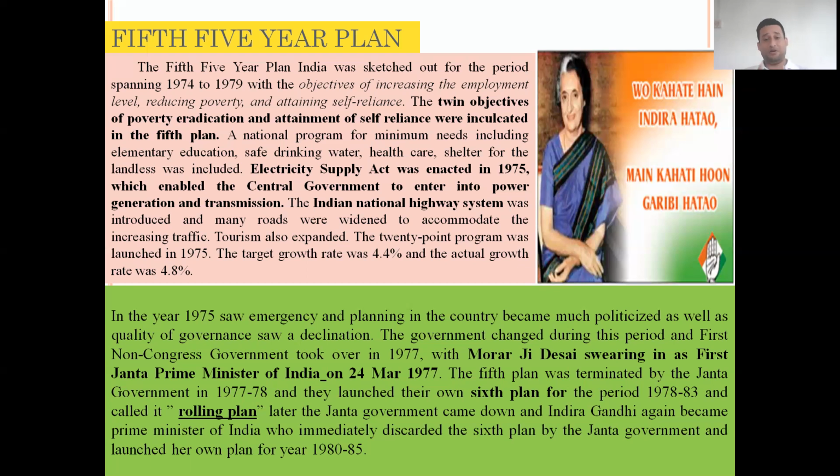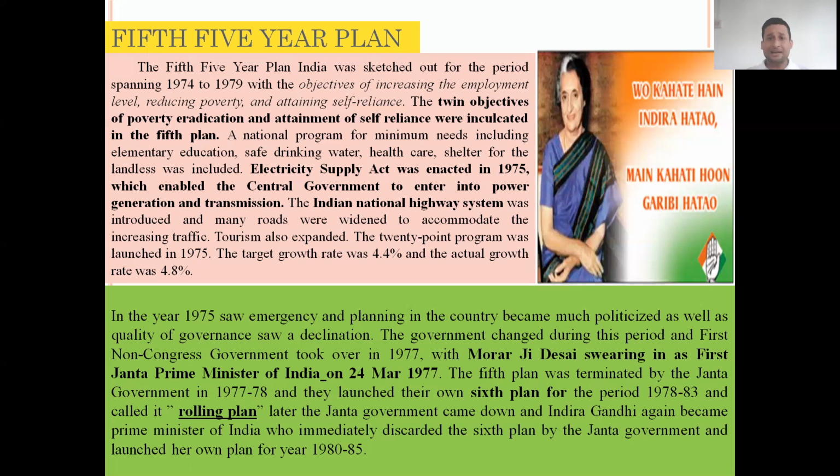But later the Janata government came down and Indira Gandhi again became the Prime Minister of India, who immediately discarded the sixth plan decided by the Janata government and launched her own plan, the sixth five-year plan, for the period 1982-85.